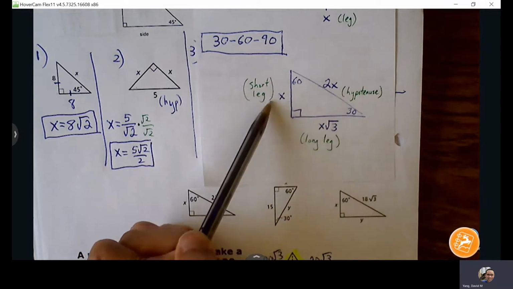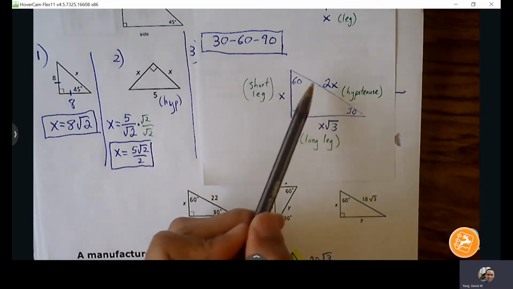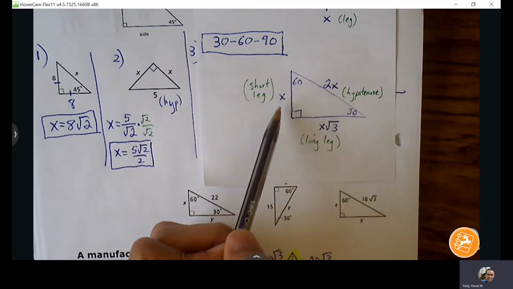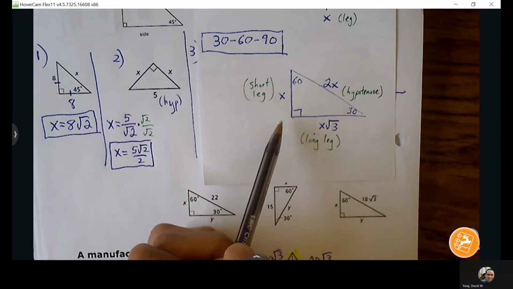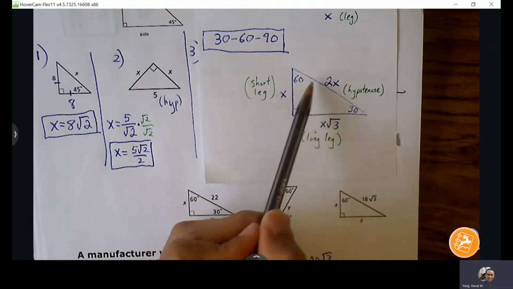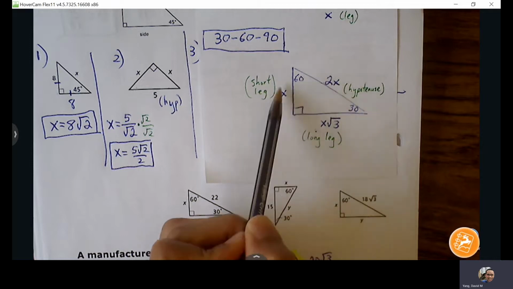So think of your short leg as your bridge calculation to get from one value to the other. So basically, if I want to get from short leg to long leg, I'm going to multiply by root 3. If I want to get from long leg to short leg, I'm going to divide by root 3. Sorry, short leg to hypotenuse, I'll multiply by 2. If I want to get from hypotenuse to short leg, I'm going to divide by 2.